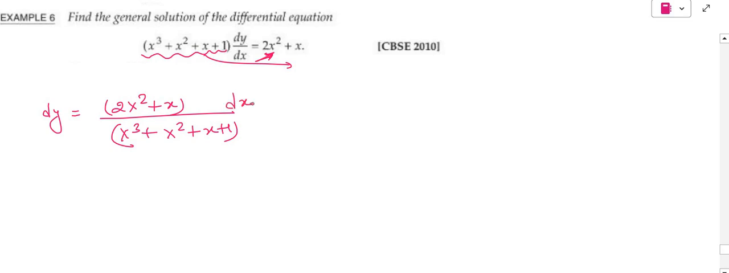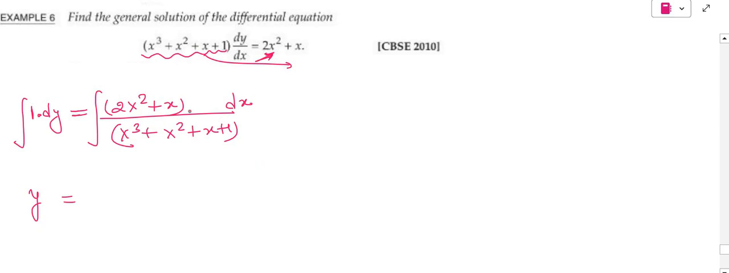Correct? So we have taken all on one side. There are no y terms on the left, so here is only 1. So this is fine. Can we integrate both sides? Correct? The integration of 1 is y.